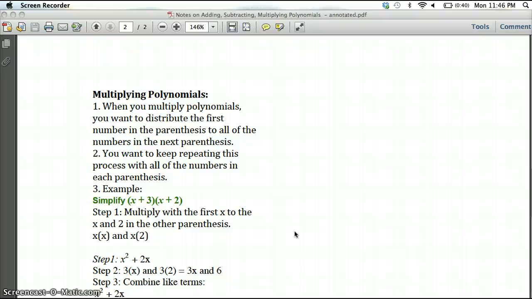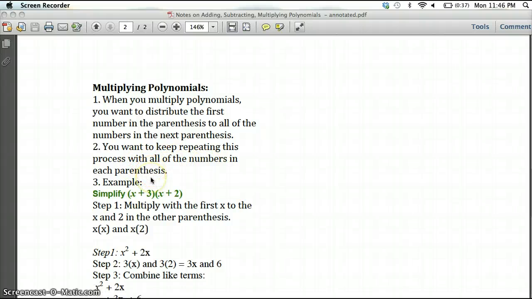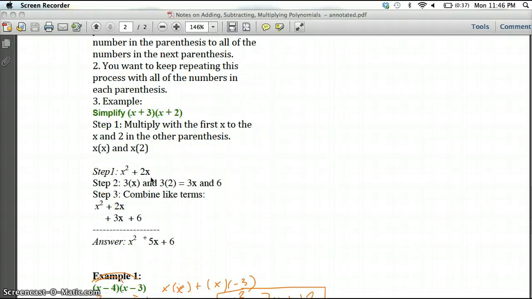So multiplying polynomials is a little bit different than adding and subtracting them. First, when you multiply polynomials, you want to distribute the first number in the parentheses to all of the numbers in the next parentheses. Then you want to keep repeating this process with all the numbers in each of your parentheses. So let's look at example number 1.